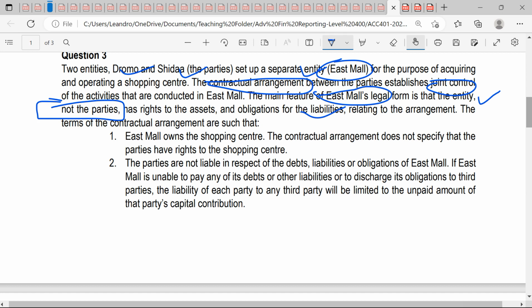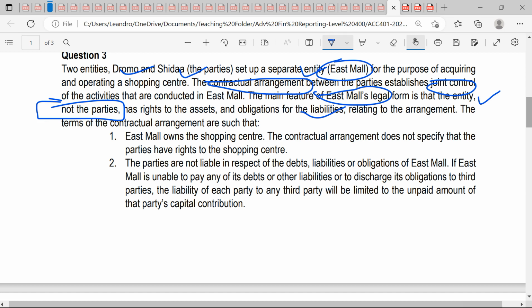It is not Dromo, it is not Shida. Dromo and Shida do not have rights to the assets and obligations, the liabilities. It is Eastmore, the separate entity. Eastmore as a legal person, an entity, and the only liability that Dromo and Shida will have in case Eastmore has an issue with a third party is whatever they contributed to Eastmore, whatever they contributed and nothing more. So it's a limited liability.